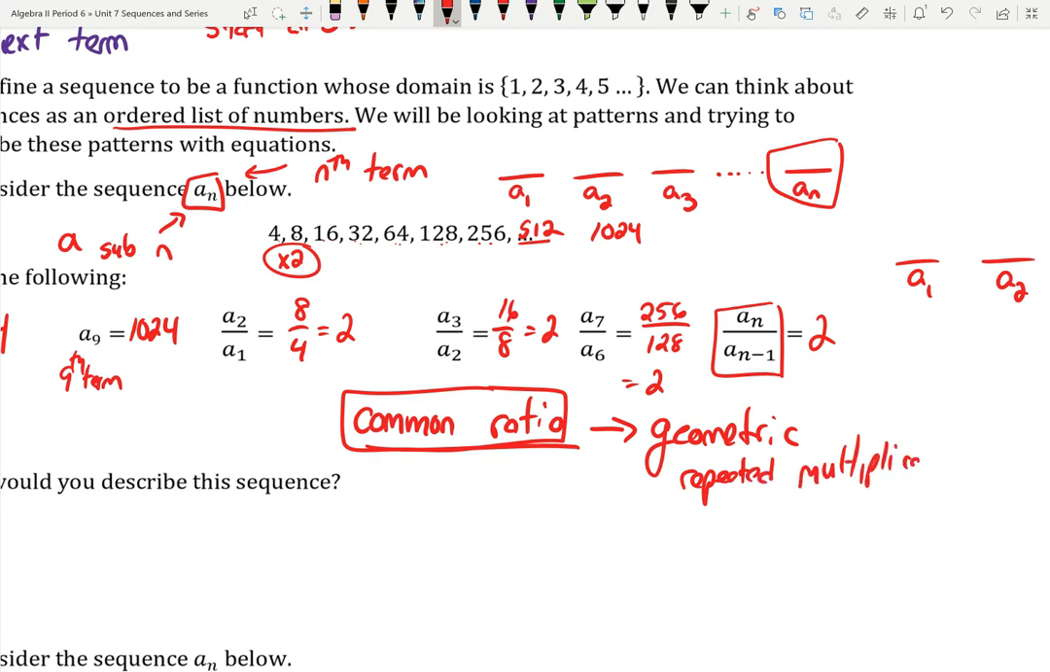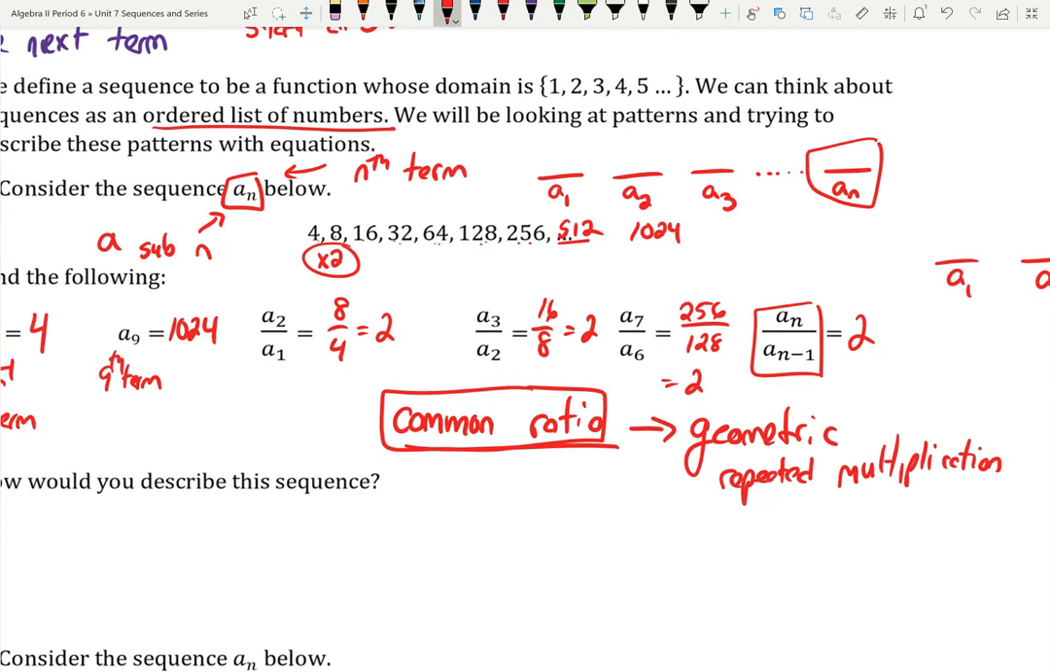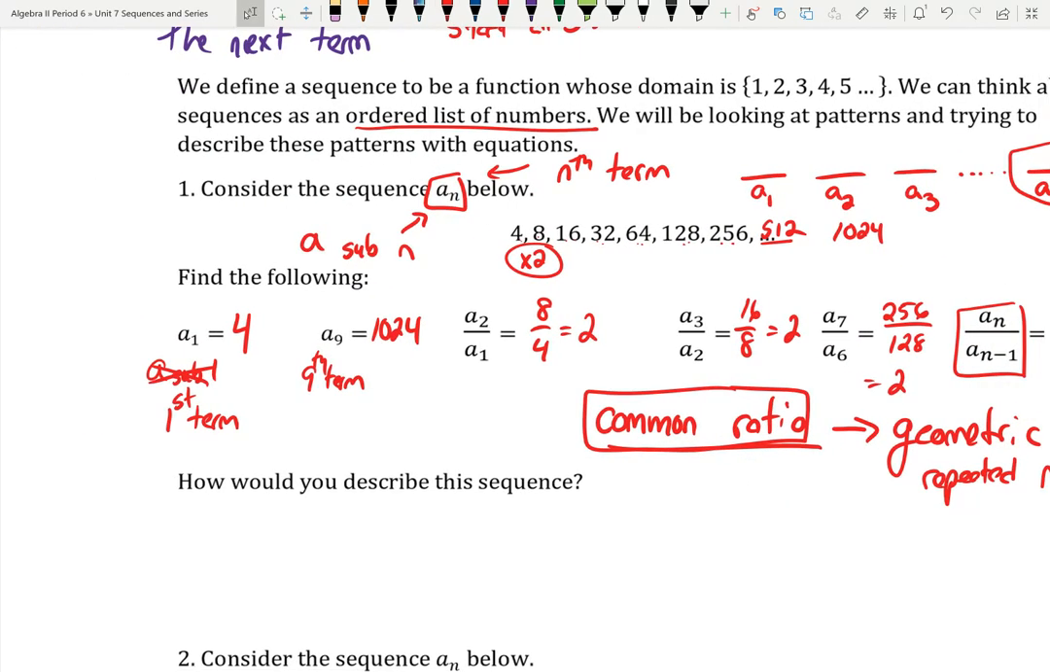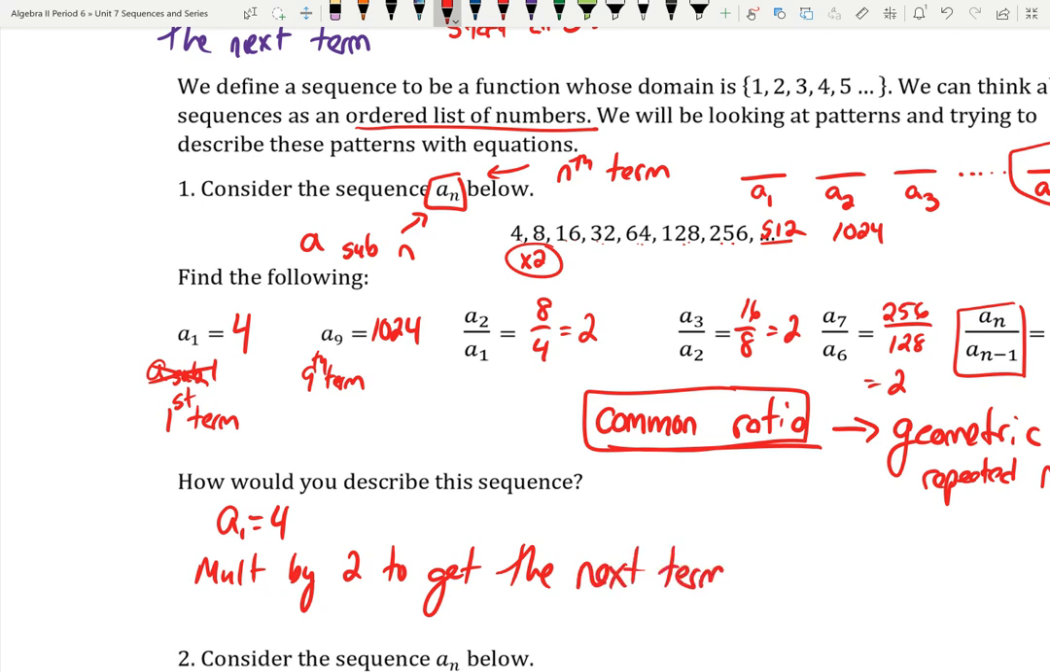There's a lot of new vocab with sequences, even though it's stuff we've already done before. Geometric is repeatedly multiplying by 2. I have that common ratio here. So how do you describe this sequence? Well, you start at 4, a sub 1 equals 4, and you multiply by 2 to get the next term. That's how we describe the sequence. And we're going to describe it as a geometric sequence because it has that multiplicative pattern.